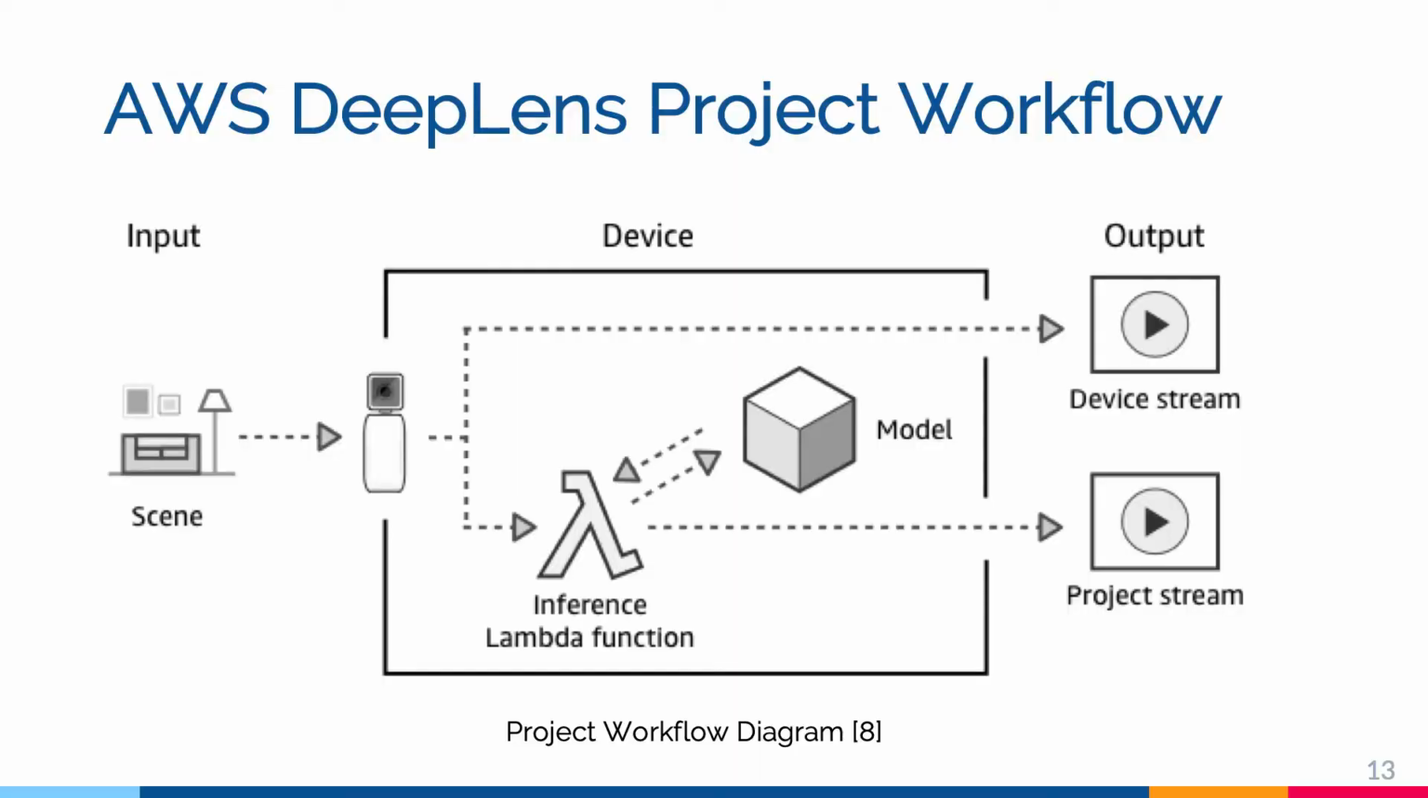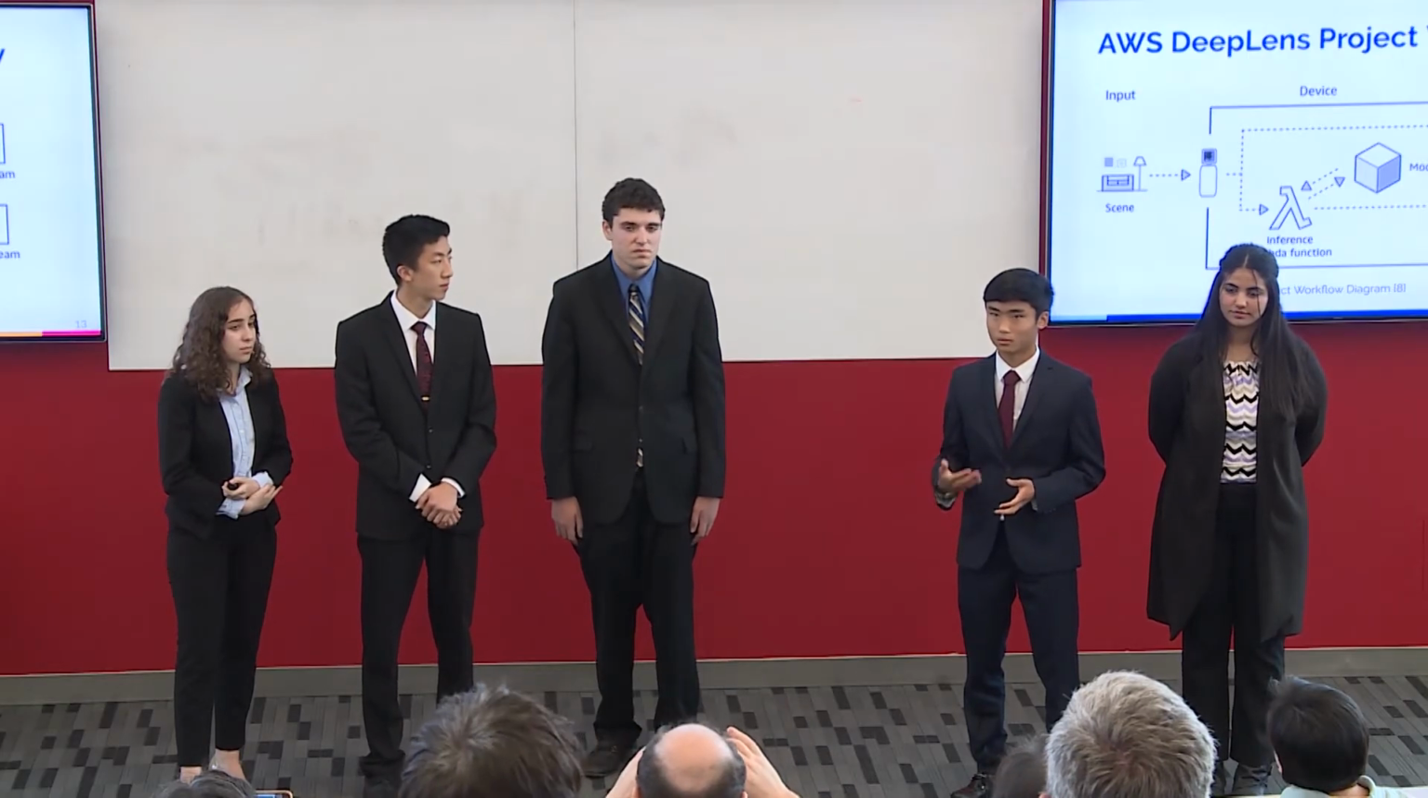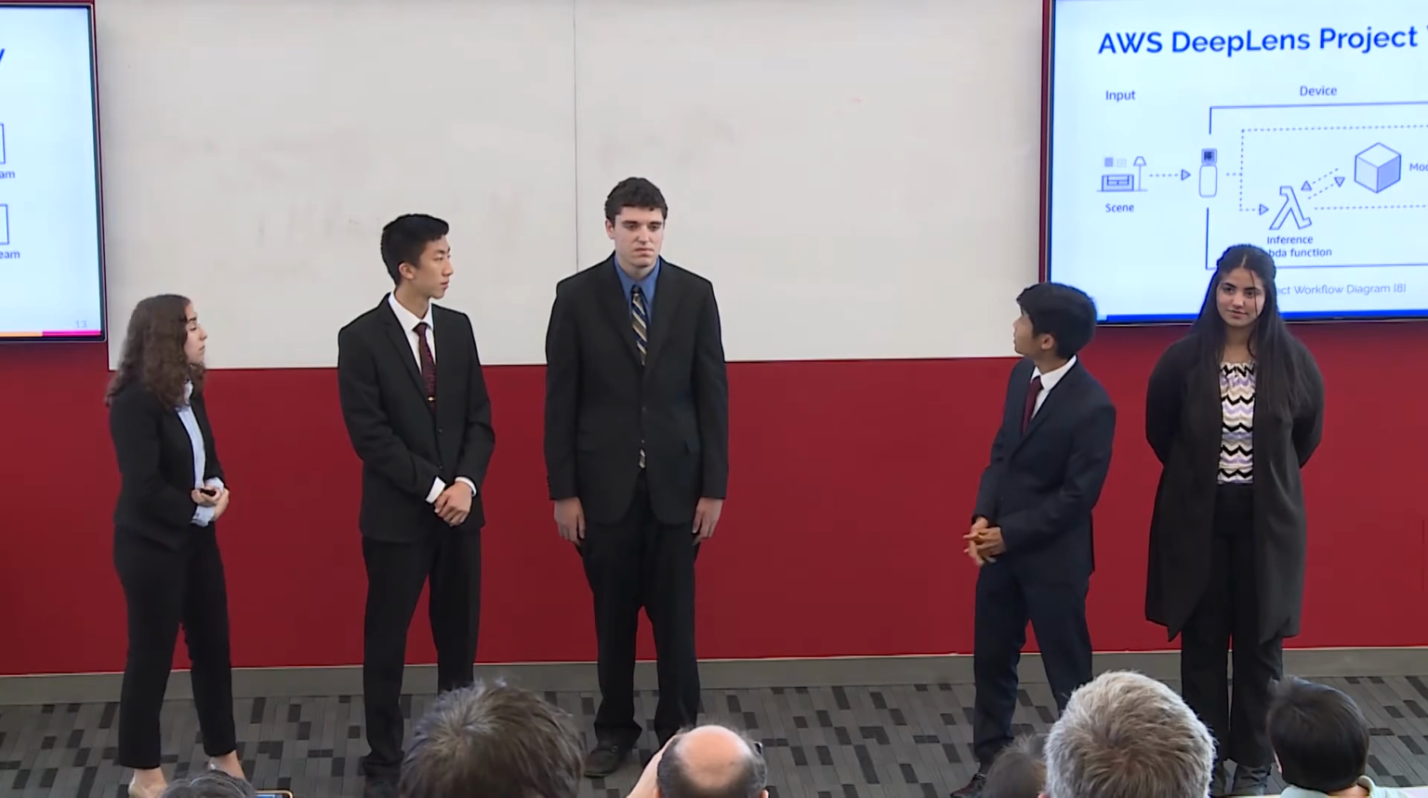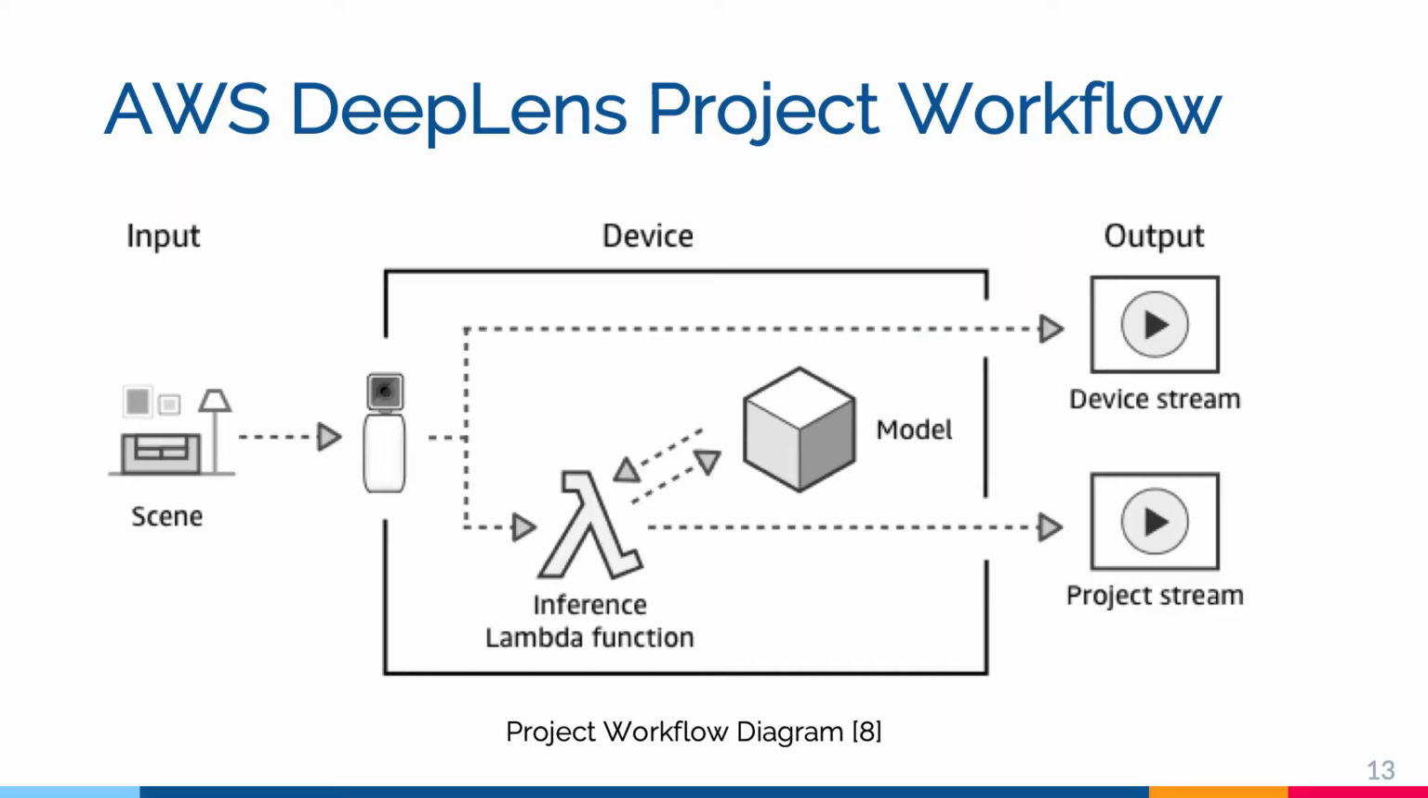And here is a diagram of our project workflow. So our project begins on the left with the scene. In this case, it would be a subject washing their hands. This scene is captured by our AWS Deep Lens, which is a camera and a computer all combined into one environment that is used often by machine learning developers. The AWS Deep Lens accesses our machine learning model through a Lambda function and outputs the prediction of that model to our project stream, which was a monitor that allows the user to see the prediction of the model.